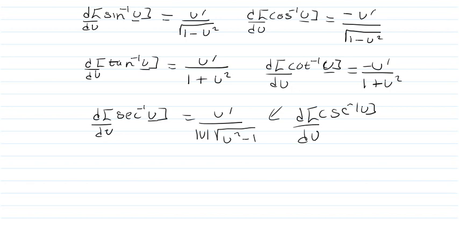So here we are going to have negative u prime over absolute value of u multiplied by the square root of u squared minus 1. Just like I said, u can be anything, any expression. You just have to find its derivative and also know the form it is going to carry.